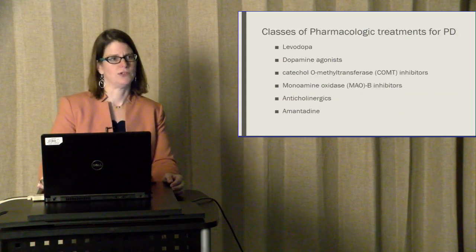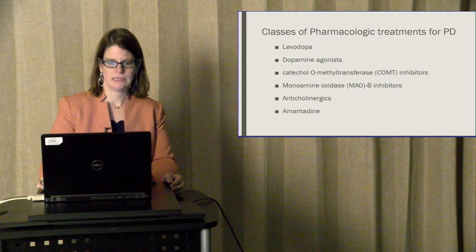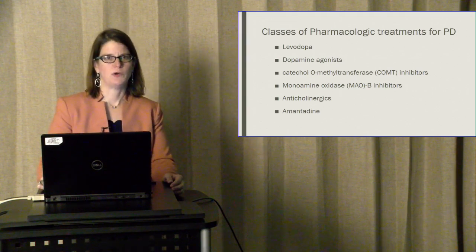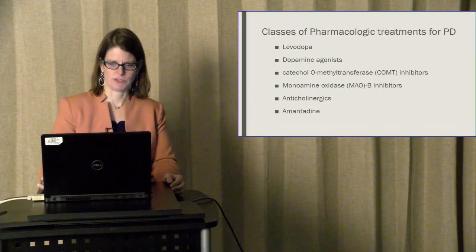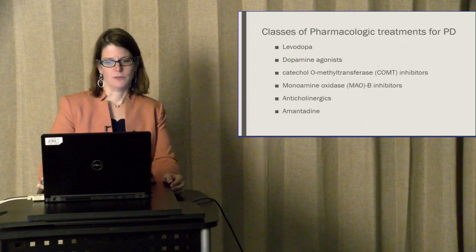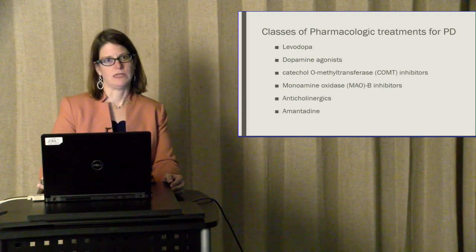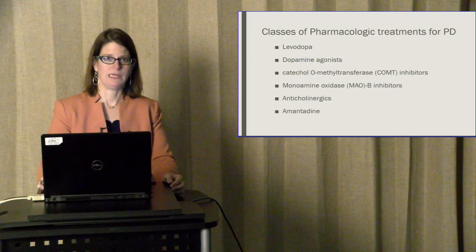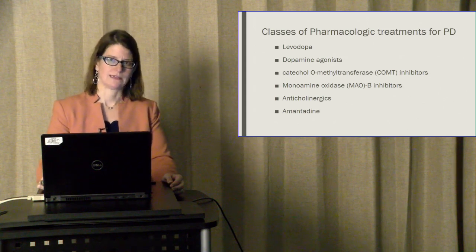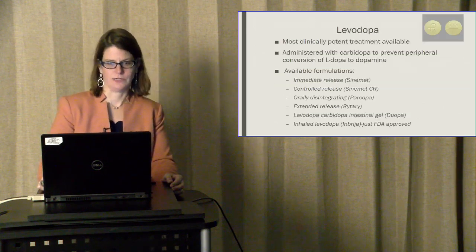The medications that we use for Parkinson's are what we'll start with. There are several different classes of medicines that we use. Levodopa is our most potent one and actually replaces the lost dopamine in the brain. Then there are dopamine agonists that bind to the dopamine receptor. There are catechol-O-methyltransferase inhibitors, or COMT inhibitors, monoamine oxidase B inhibitors, anticholinergics, and amantadine.